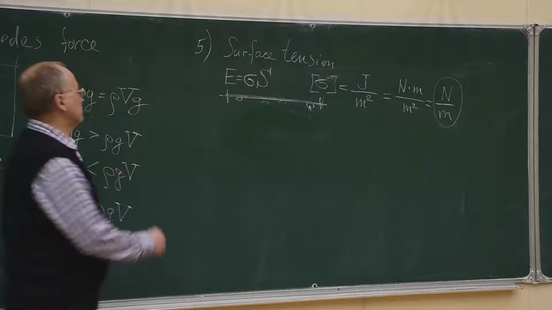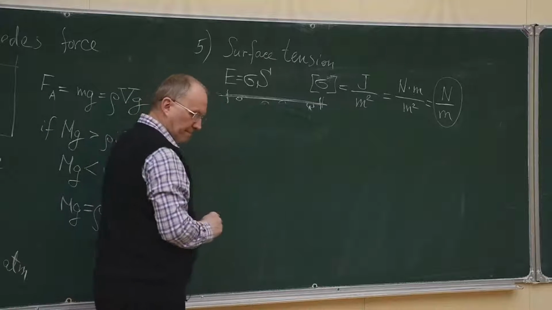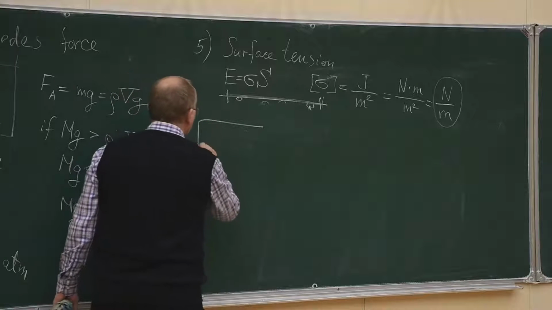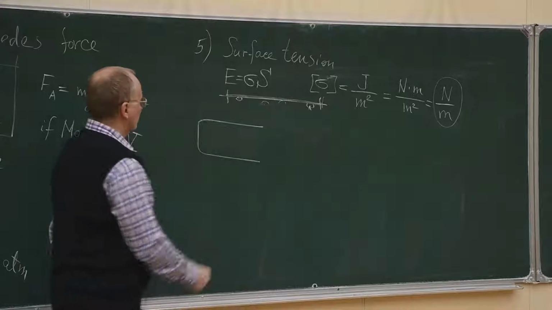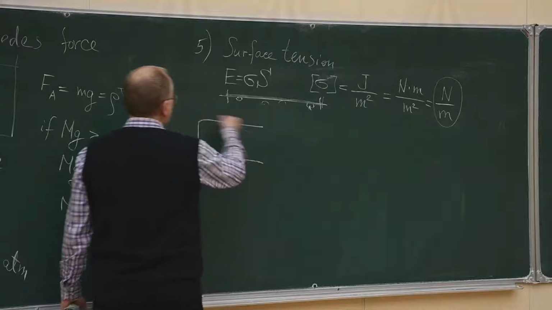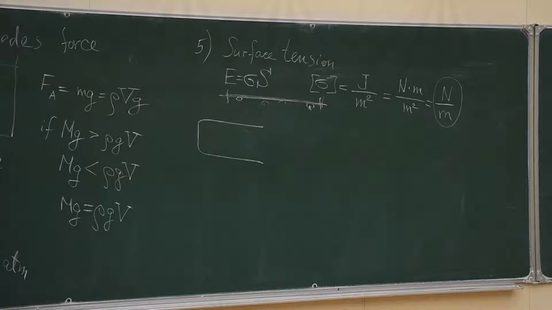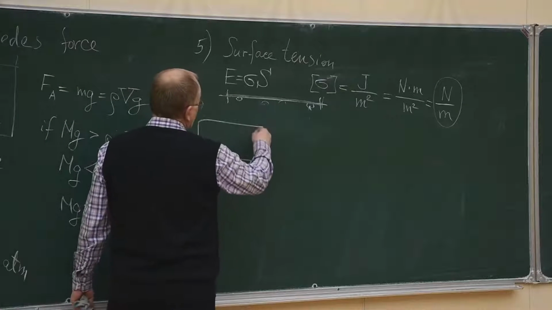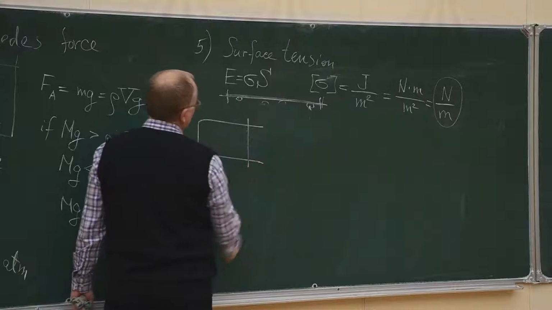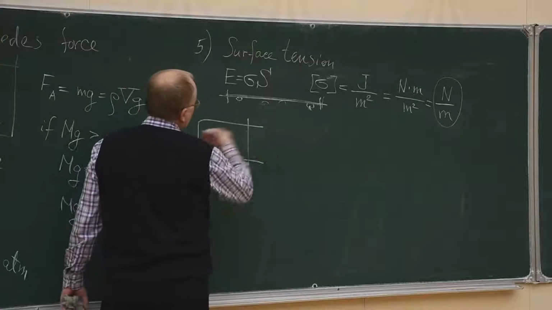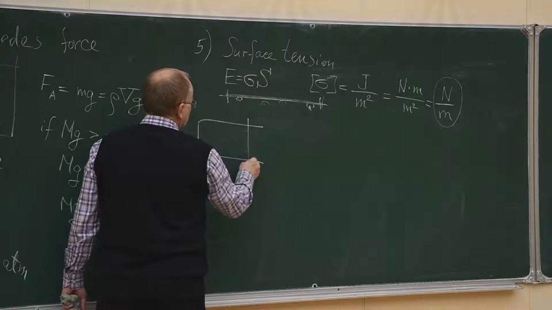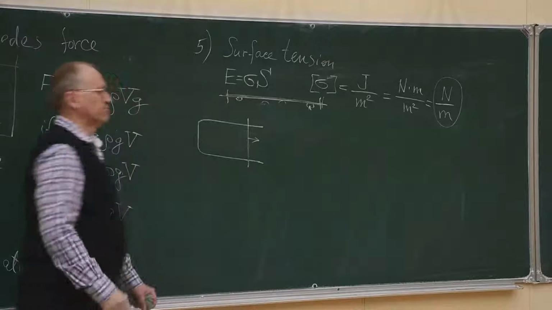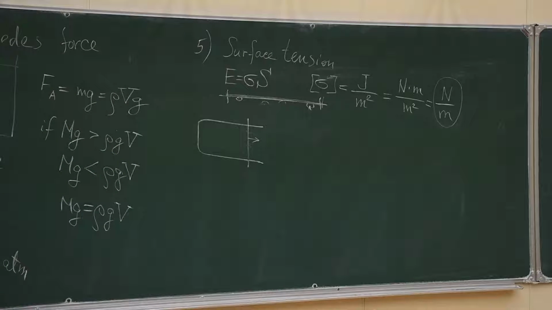Let's consider a wireframe, a wire in the form of a capital letter U. We consider a wireframe and another piece of wire which is called a jumper. The jumper or a slide is in touch with these two wires and can easily slide along these wires. Let's consider such a simple installation.